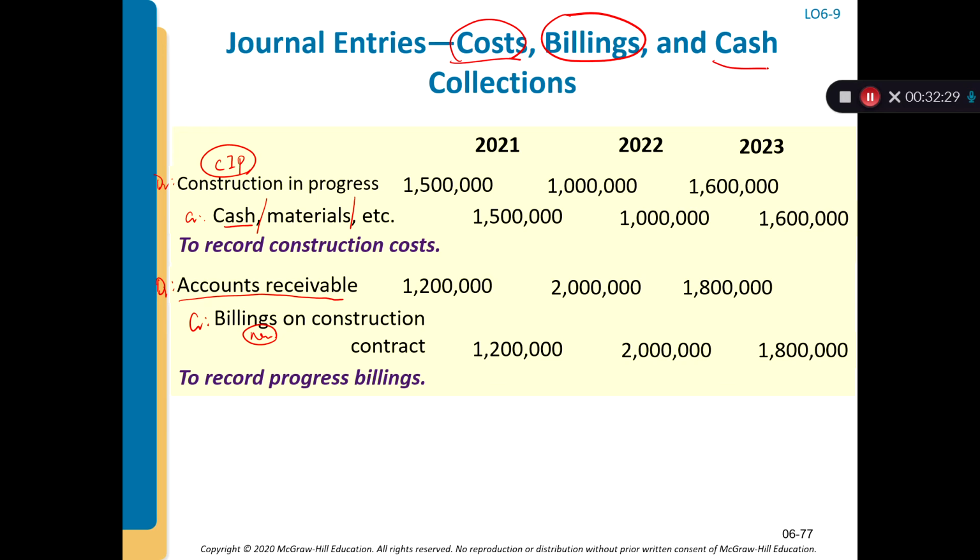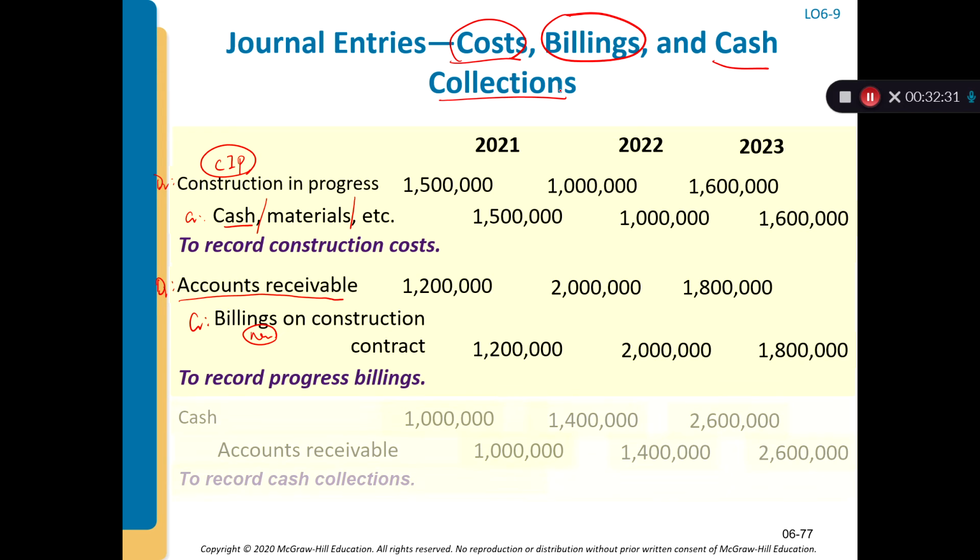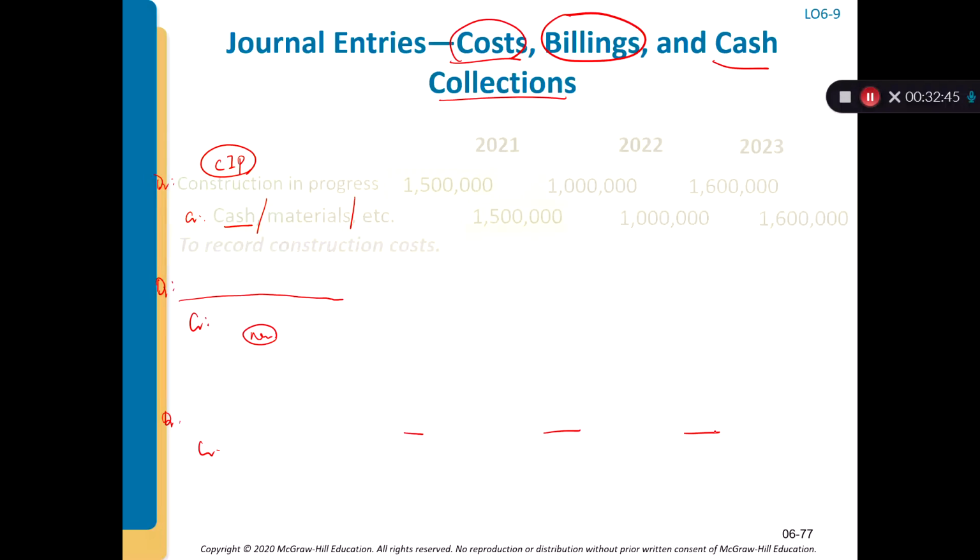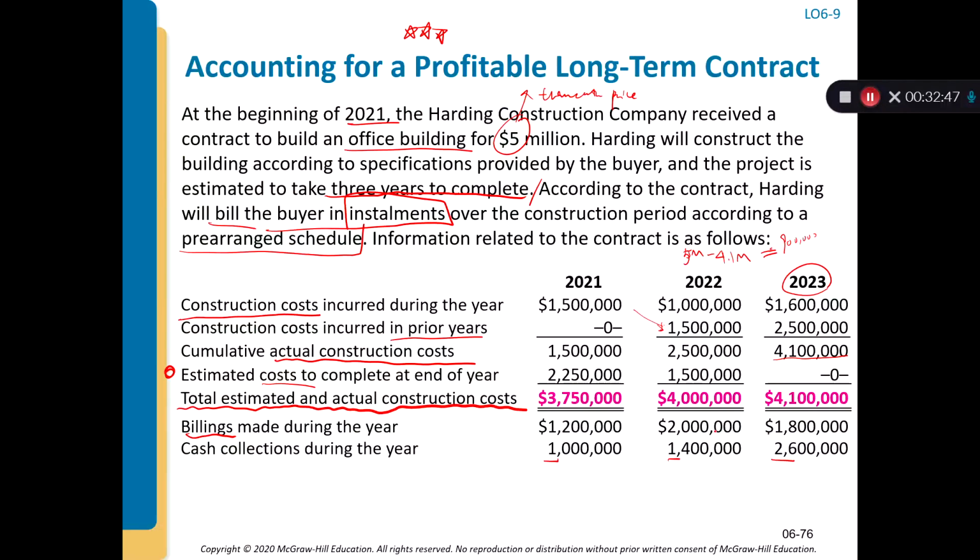And how do we record the cash collection? Very easy, same as usual. So we debit the cash and we credit accounts receivable. So year one we receive 1 million, year two we receive 1.4 million, year three we receive 2.6 million. Okay, so this is nothing different, right?